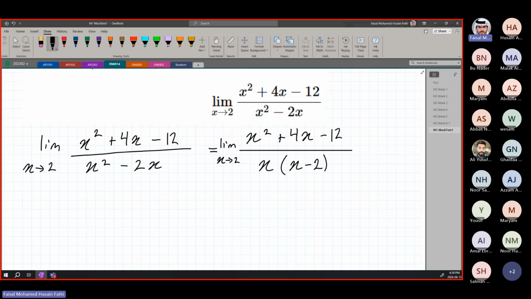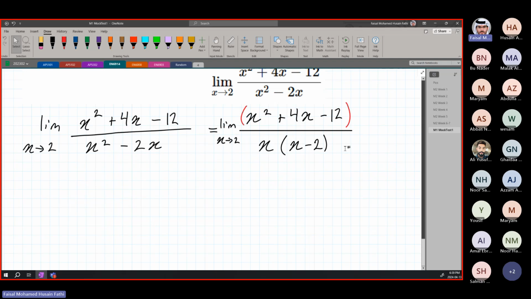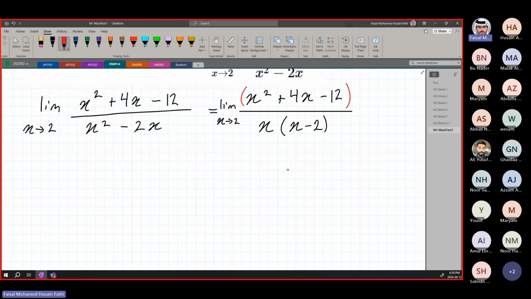So if we look at this part, x squared plus 4x minus 12. This is the only part we're going to look at now. Let's try to factor it. I'm not going to use mode 5.3. I'm going to use the normal factoring technique. So how do we do that?